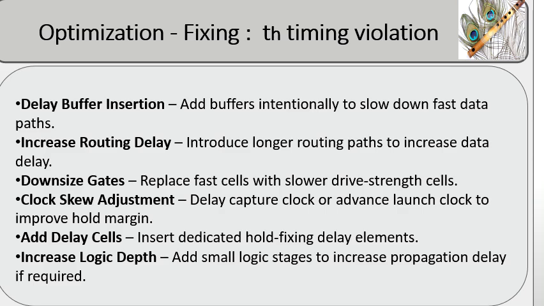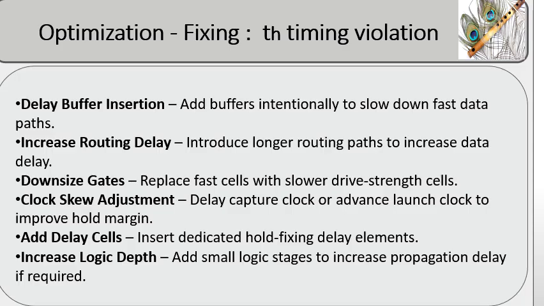The basic effort in hold optimization is to increase the delay, so that hold window time is satisfied. Following are various methods adopted in fixing hold violation. Delay buffer insertion is used to intentionally slow down fast data paths. Increasing routing delay by lengthening interconnects adds extra propagation time. Downsizing gates replaces faster cells with slower drive strength versions to reduce speed.